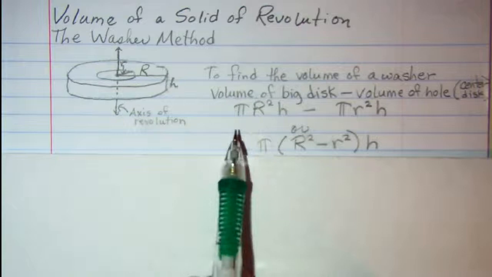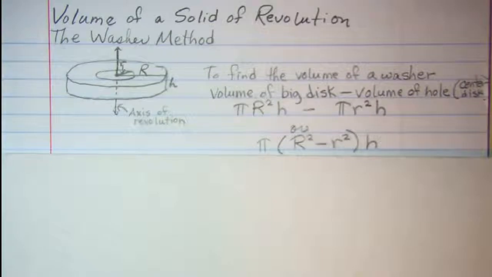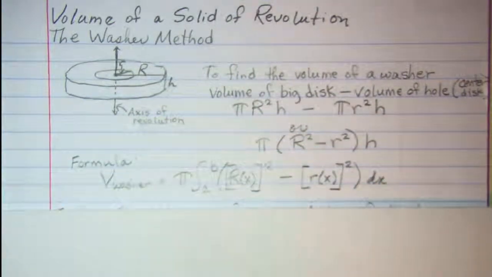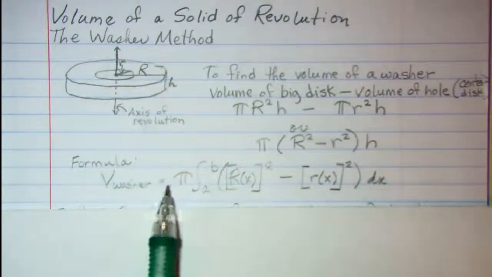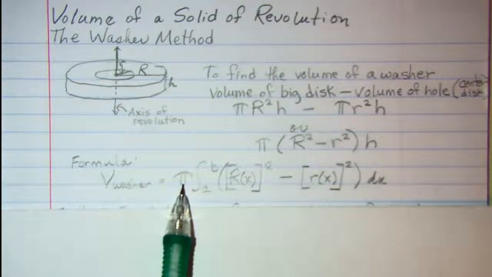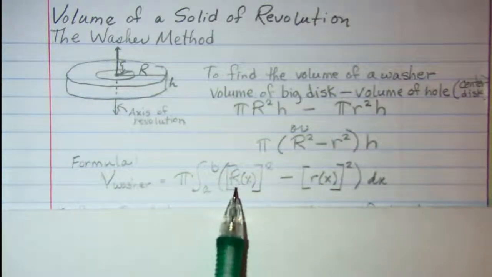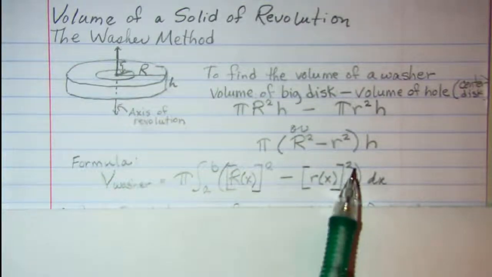Or you can factor out the pi's and factor out the h's and get pi quantity capital R squared minus little r squared h. So our formula then, the volume of a washer, we can pull the pi out in front of our integral, and we'll integrate from a to b, capital R of x squared minus little r of x squared dx.